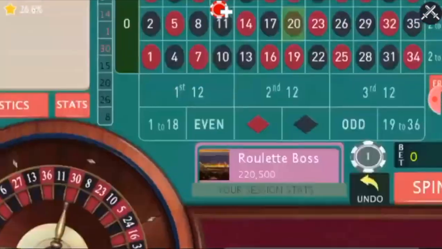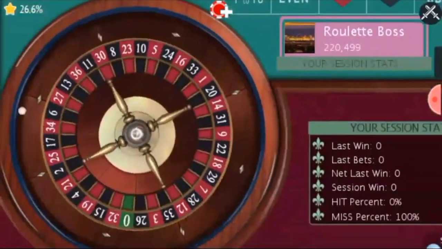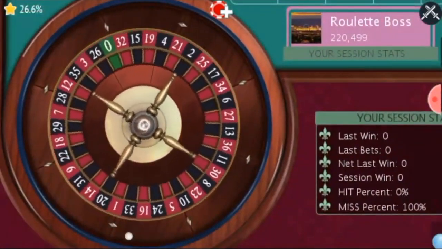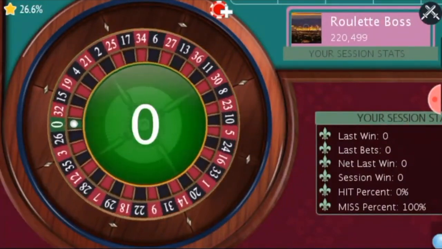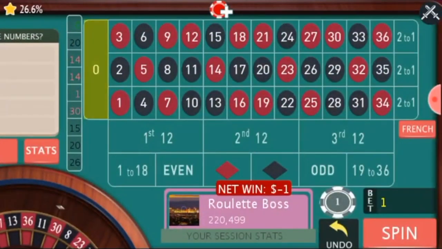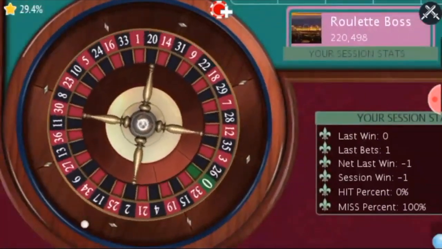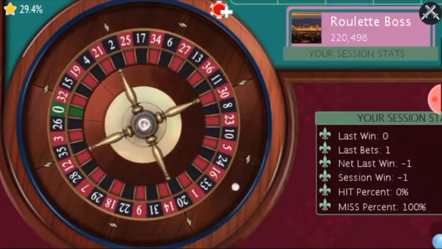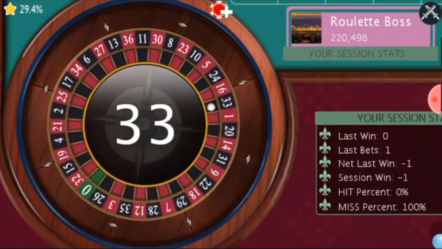All right, so we have number 20. We look on our chart, number 20 tells us to bet on the first dozen. We place one unit on the first dozen. We spin. This is spin number one. Remember, we're using a three count, so I'll explain exactly how it works. You look on the chart, you see zero. It tells you to bet on the first dozen. This is spin number two. You lose on spin number two.